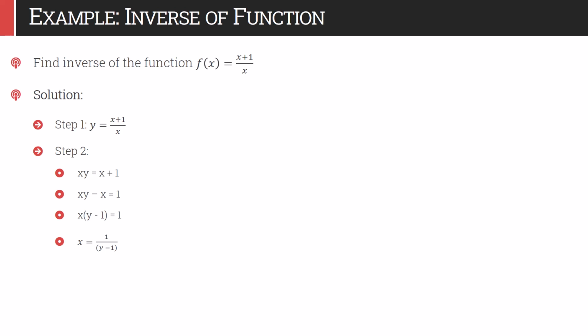In step 3, we have to replace x by f inverse of x and y by x. And that will give us the inverse function. So f inverse of x would be 1 upon (x minus 1). So when we do this, the domain of f will become the range of f inverse, and the range of f will become the domain of its inverse.